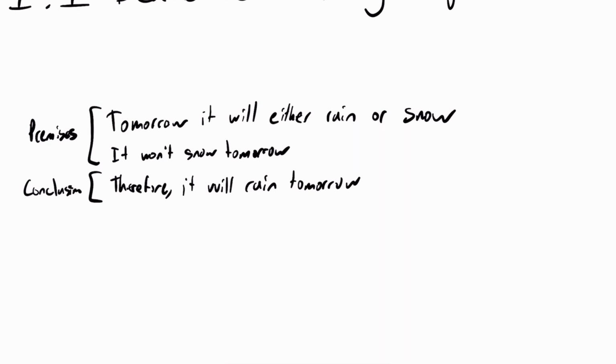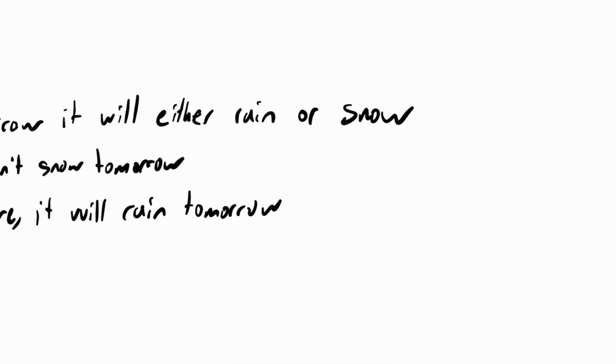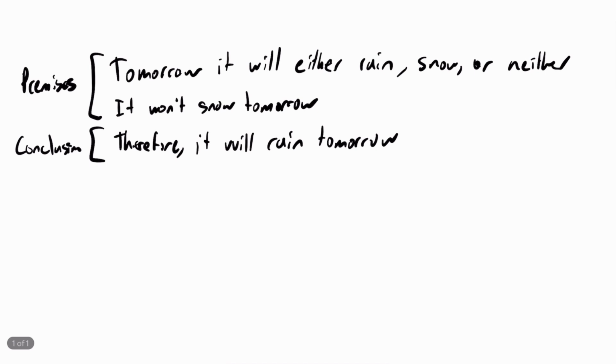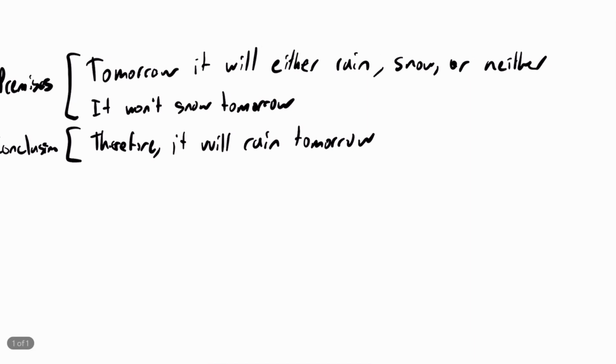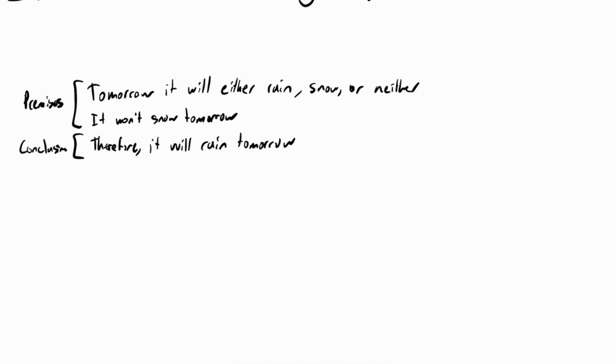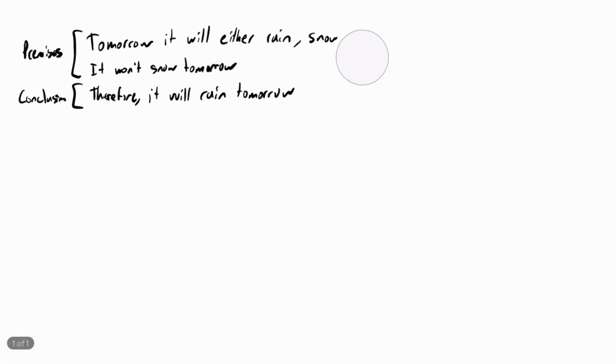Now, if this was, it will either rain, snow, or neither, then our conclusion is not necessarily true, right? Because sure, we've ruled out snow, but it could be neither. It could be rain. So we do not have enough information to come to a conclusion. This is super basic, right? Now let's go into a more formal way of showing this.